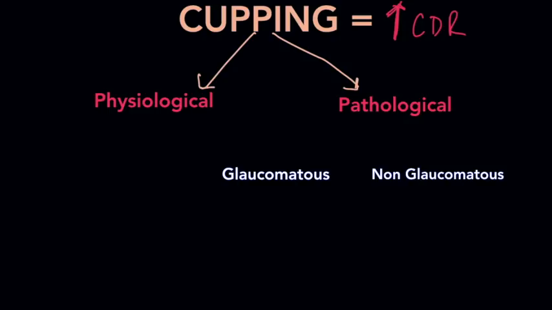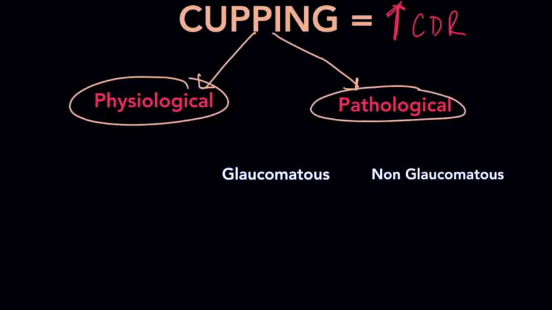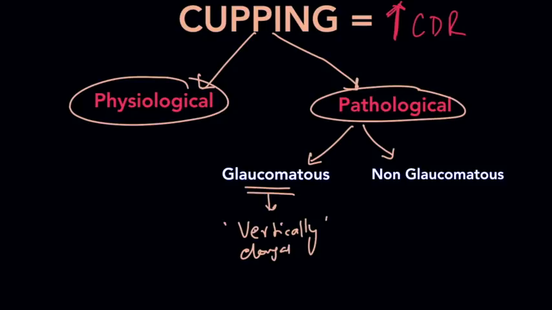As I just said, a larger disc might have a larger cup, so you should always consider the size of the disc as well. Physiological cupping is very, very common. Pathological cupping can be either glaucomatous or non-glaucomatous. Glaucomatous is what I told you, a vertically elongated cup, which is characteristic, especially at the poles. That is glaucomatous cupping.